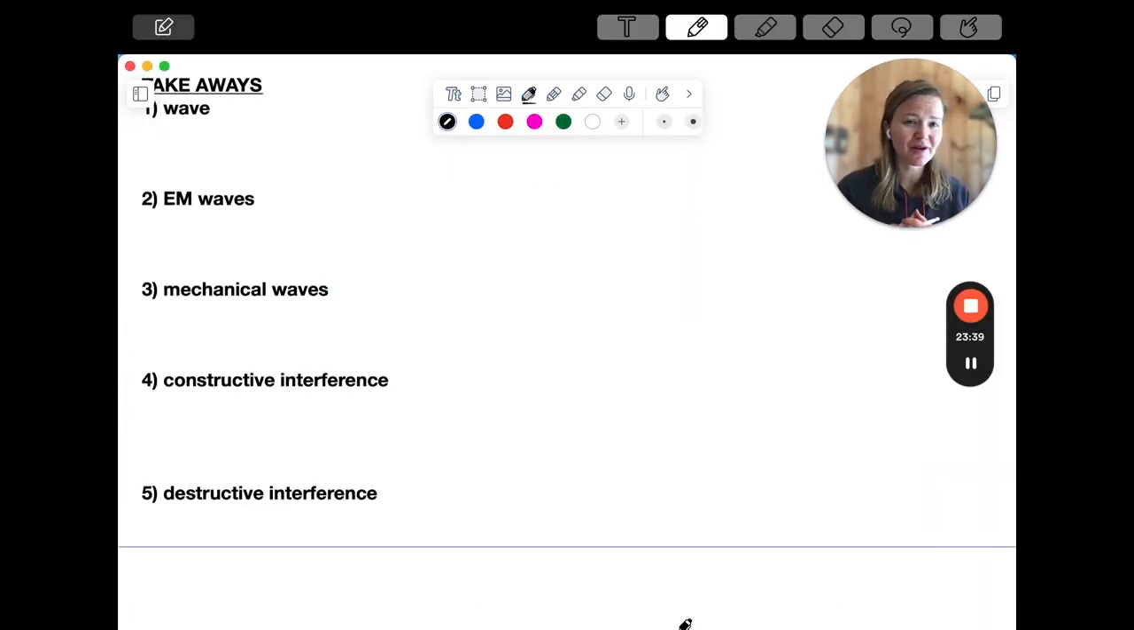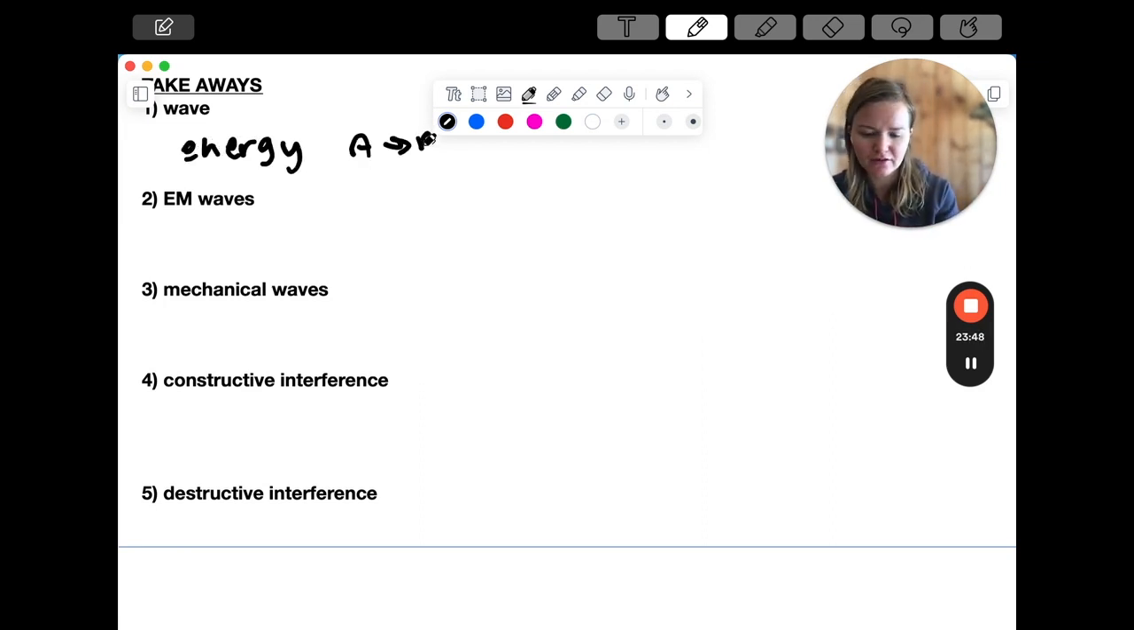So our number one takeaway is just going to be, what is a wave? And a wave, we said, is just a way of transferring energy from point A to point B. Then we talked about what our two main types of waves you should know for the MCAT are. The first are electromagnetic waves, and that's like the waves in this question, or light. Okay, so we have our whole electromagnetic spectrum that you should know for the MCAT. So this is going to be things like light, like radio waves, etc.